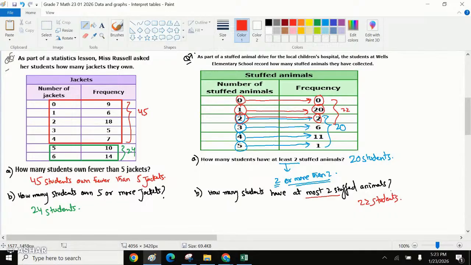right? 2 is common in both of these values, right? So if we don't want to include 2s, then we would say how many students have at most 1 stuffed animal. Okay, if it says at most 1, then it could be 0 and 1. But if it says at most 2, then it could be 0, 1 or 2. Agreed?